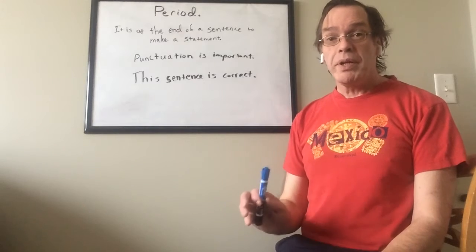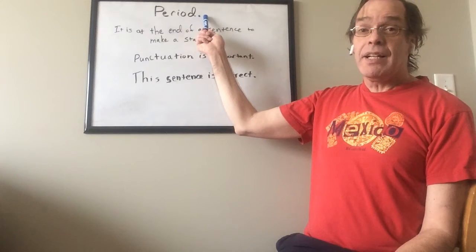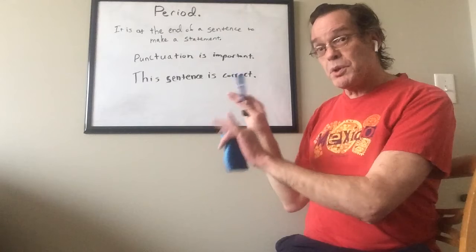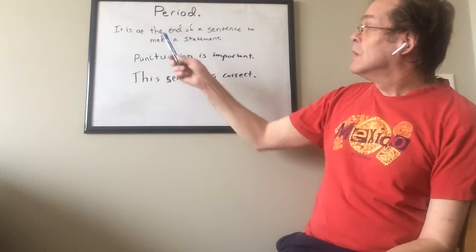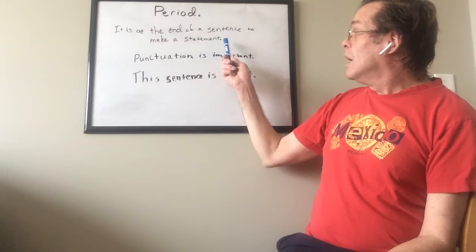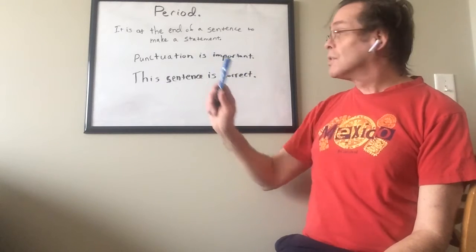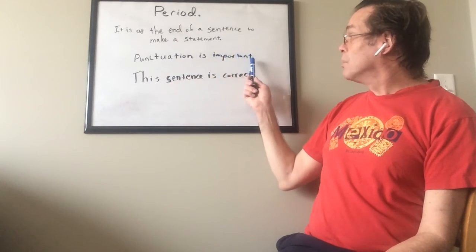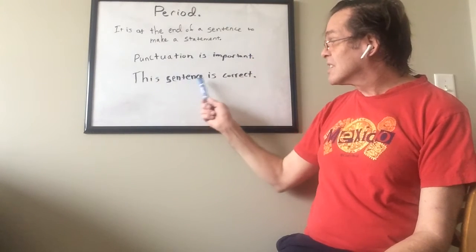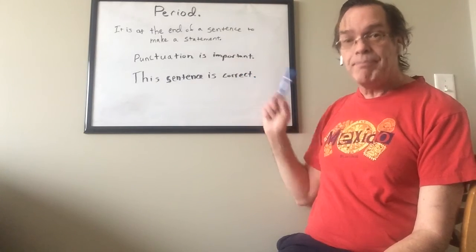We'll start with periods. A period is the dot at the end of a sentence. It's used in a few other places too, but for right now we're just talking about at the end of a sentence. It's used at the end of a sentence to make a statement. Again, there's a period. 2 examples. Punctuation is important, and the sentence ends with a period. This sentence is correct, and it ends with a period.